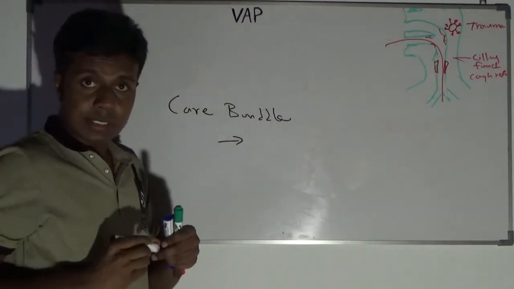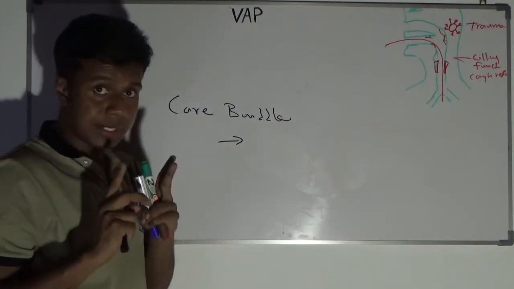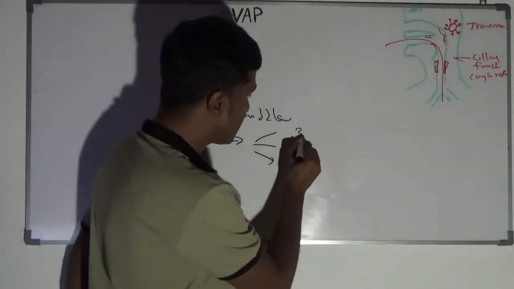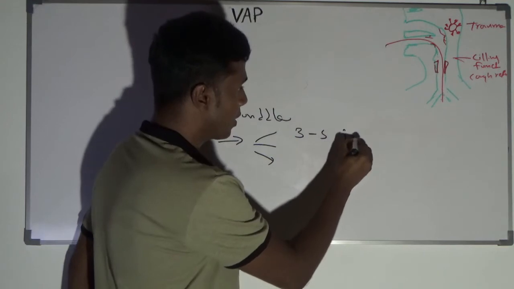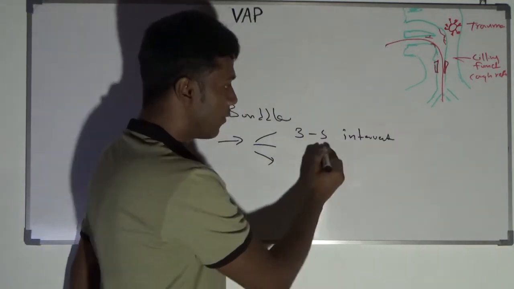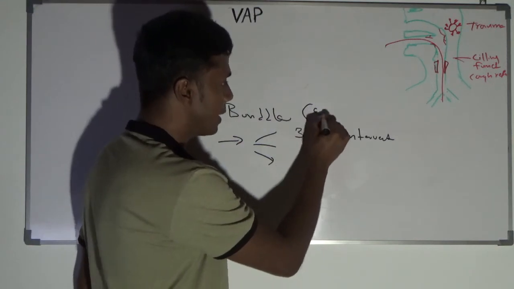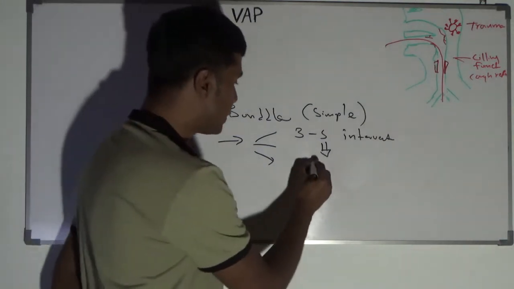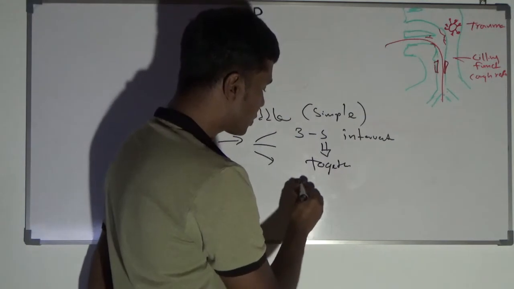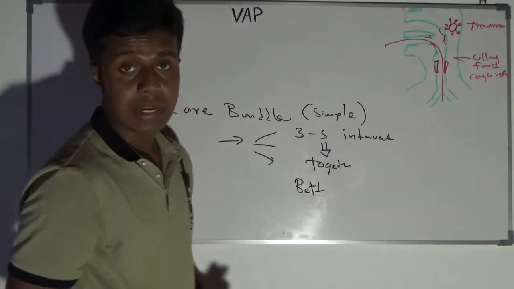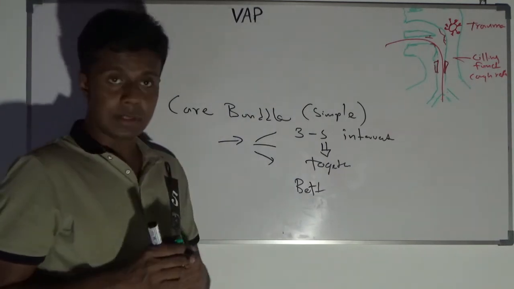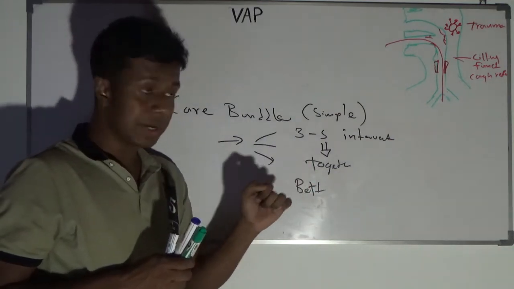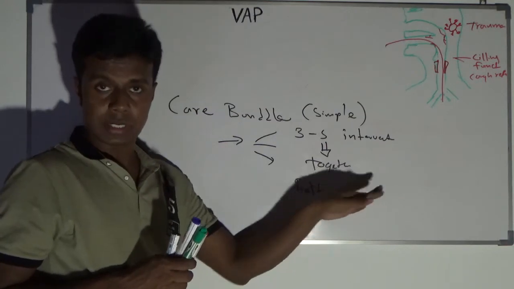is a simple set of interventions. That means there are multiple interventions, usually 3 to 5. When implemented together, they give a better outcome rather than implementing them individually. I will repeat it again. The care bundle is a simple set of interventions, usually 3 to 5. When implemented together, they give a better outcome rather than doing it individually.